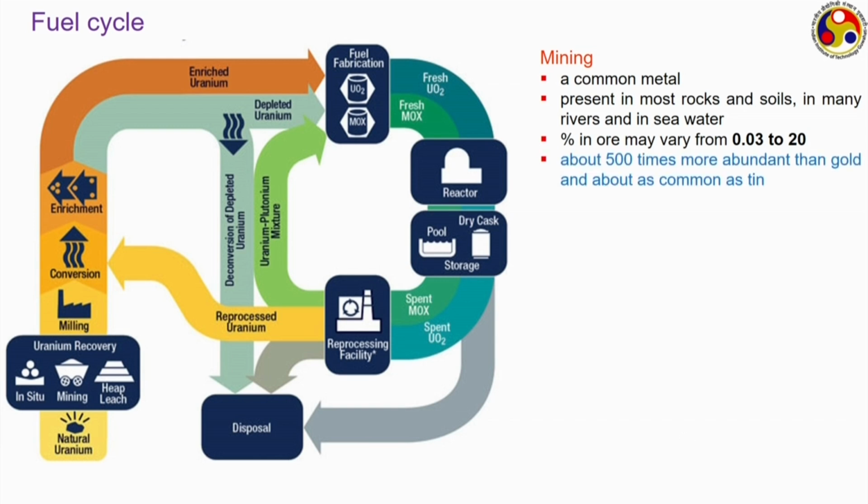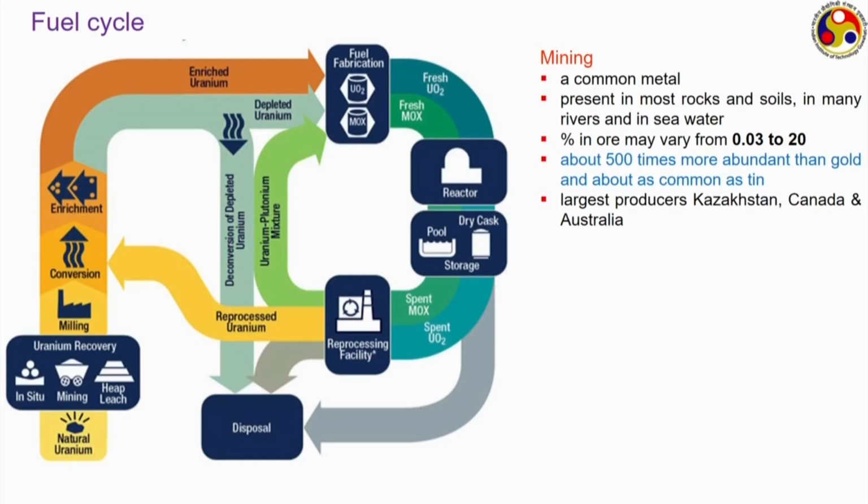Now, uranium actually is a quite abundant metal, about 500 times more abundant than gold, and a very common metal like tin has nearly the same kind of abundance as uranium. So, getting uranium, at least at the moment, is not very difficult. There are several countries where uranium is available, the largest producers being Kazakhstan, Canada and also Australia. These are the largest contributors to the total uranium stock of the world, but there are several other countries where uranium is available.